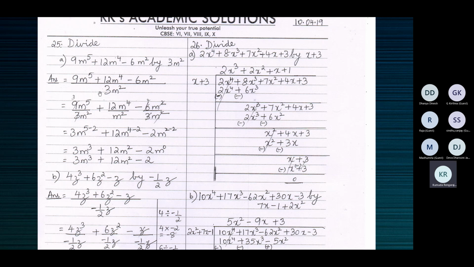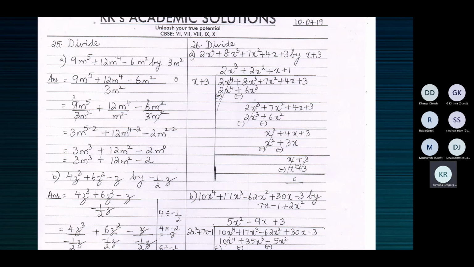Now, this is the expression for the dividend. And this is the divisor. You can see that the divisor is a monomial. What about the dividend? It has three terms. So what do you call this? Trinomial, ma'am. It's a trinomial. 1, 2, 3 terms. The dividend is a trinomial. The divisor is a monomial.